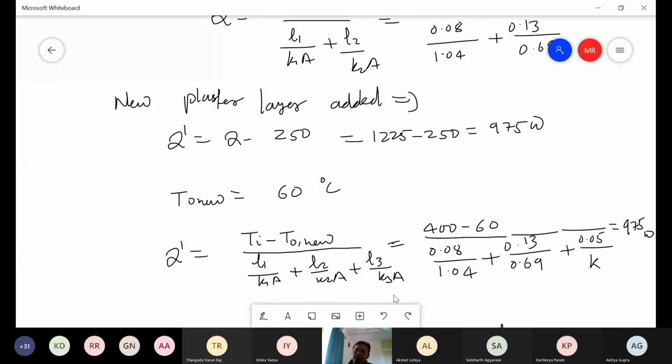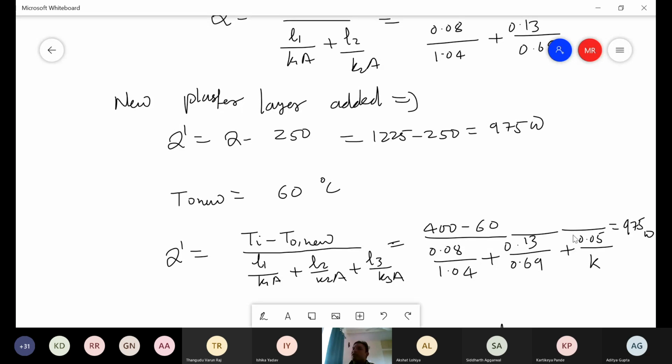and layer 3. So layer 1 we already have discussed, that is 0.08 divided by 1.04. Layer 2 is 0.13 divided by 0.69. And the thickness of the third layer is 5 centimeters, so that becomes 0.05 divided by thermal conductivity K, and the area is equal to 1. So that becomes 0.05 divided by K, and this entire thing is equal to 975. 975 is the new rate of heat transfer.